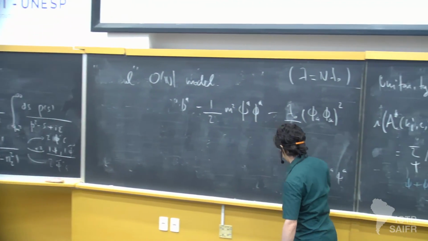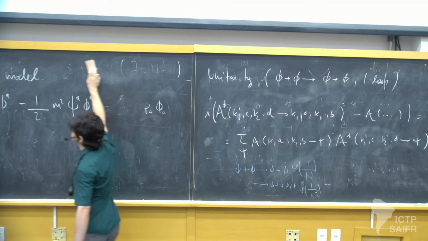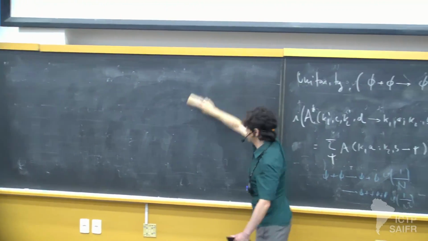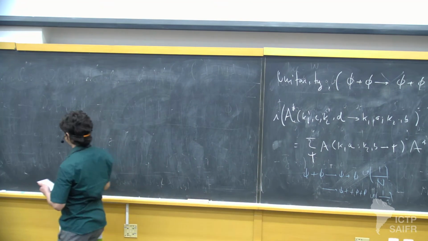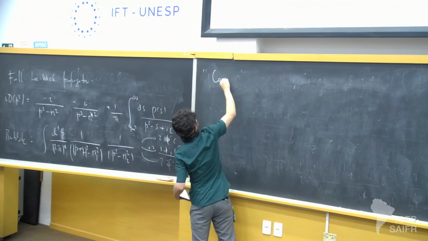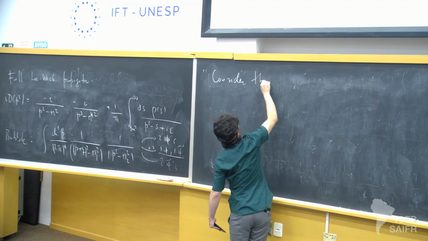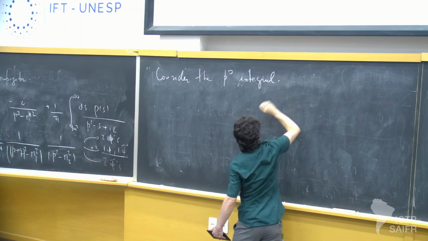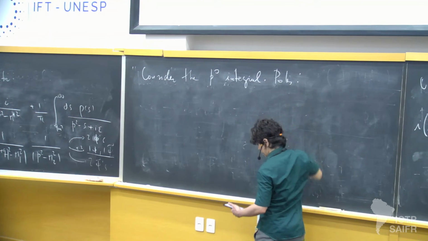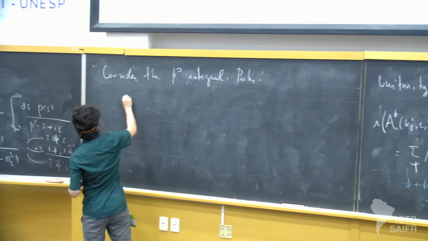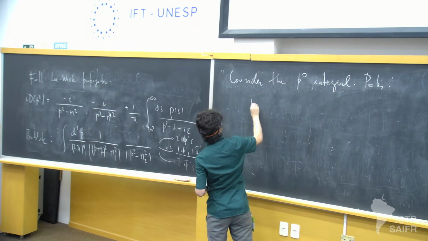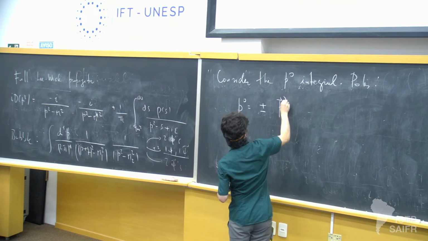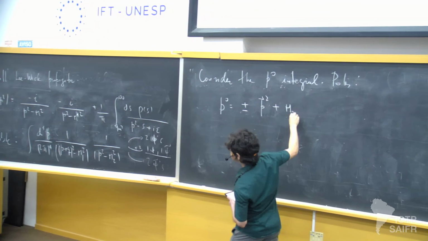So where are the poles of these propagators? Let's see the issue. So consider the P0 integral. The poles. So you have two kinds of poles. So you have this P0 pole, which is just plus minus the square root of p squared plus m2 squared.